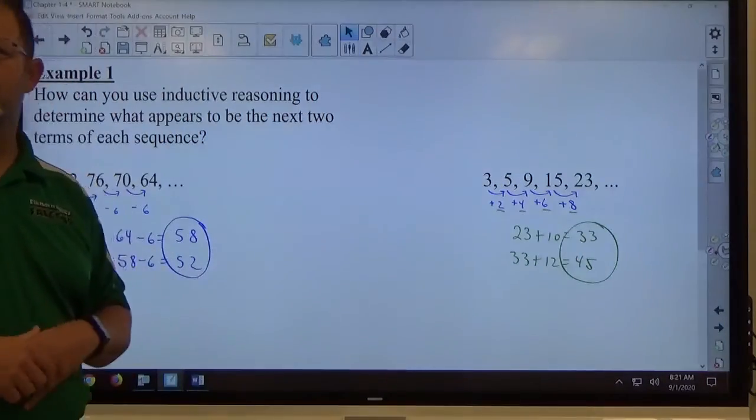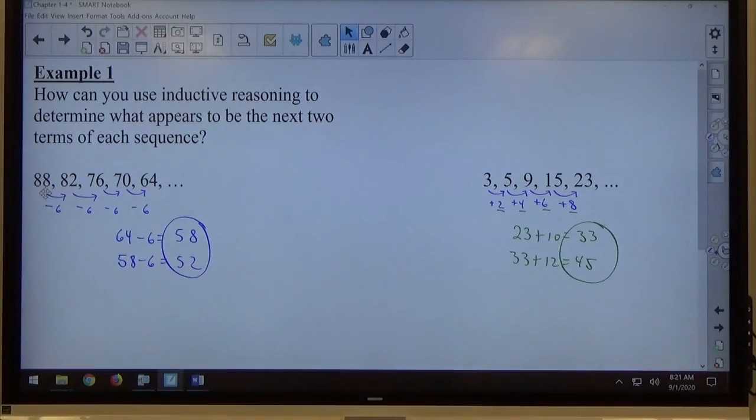So numerical sequences, for right now, expect that type of stuff. Addition, subtraction is most common. Multiplication, division is the next possibility.